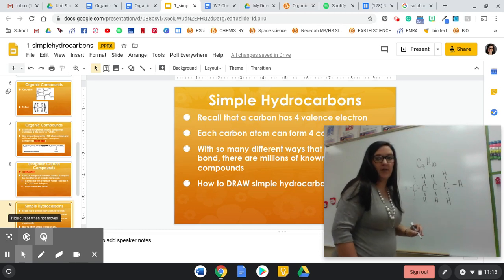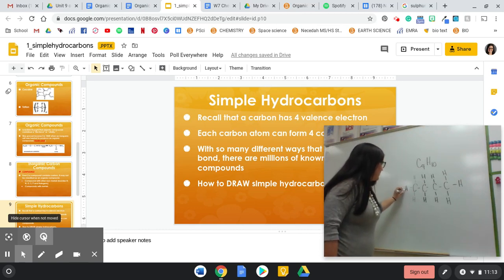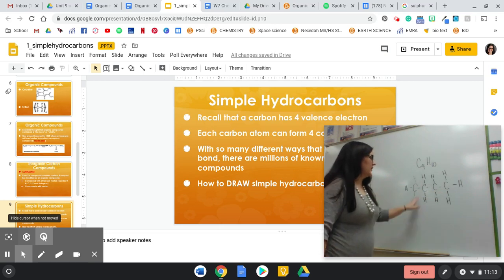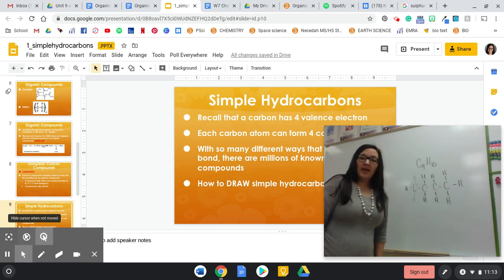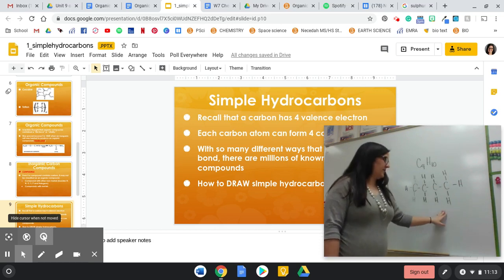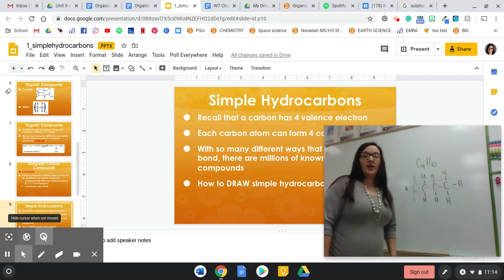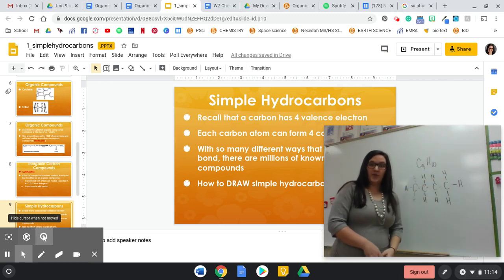So when we get to that point, we have our 4 carbons bonded together, 1, 2, 3, 4, and then all of our carbon spots are filled up by our hydrogens. If I want to count, to make sure I have 10: 1, 2, 3, 4, 5, 6, 7, 8, 9, 10. This would be the structural formula for butane, where I have C4H10.